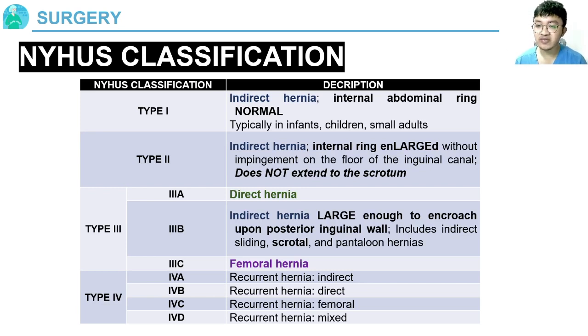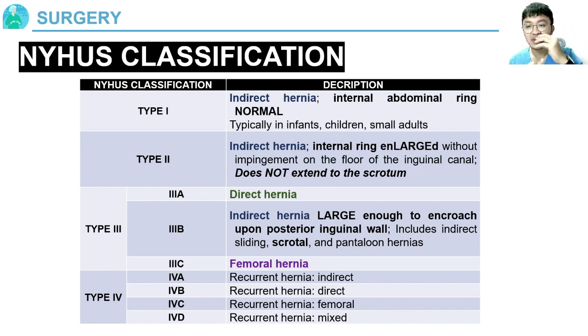For the Nyhus classification, you have type 1, 2, 3, and 4. 4 is recurrent, so just save it for later. 1 and 2 are both indirect. 3B is also indirect. You skip 3A there, okay? 1, 2, 3B. Type 1 is indirect hernia with a normal ring. The internal ring is not enlarged. Type 2 is indirect hernia. The ring is enlarged, but the hernia contents do not reach up to the scrotum.